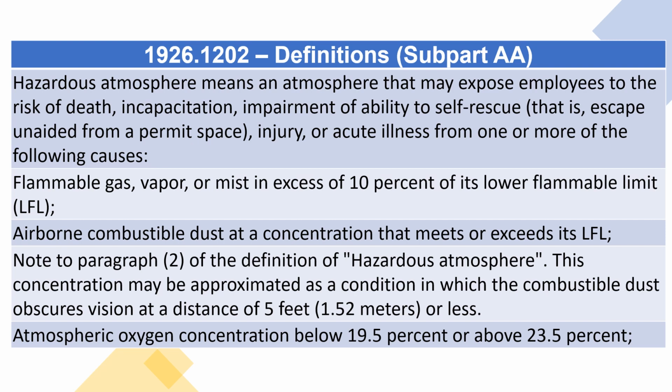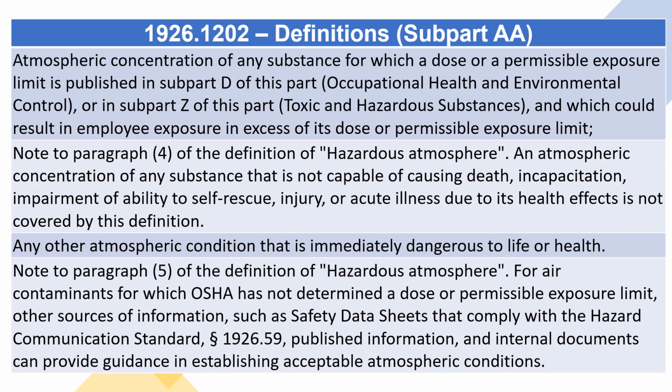Atmospheric oxygen concentration below 19.5% or above 23.5%. Atmospheric concentration of any substance for which a dose or a permissible exposure limit is published in Subpart D of this part, Occupational Health and Environmental Control, or in Subpart Z of this part, Toxic and Hazardous Substances, and which could result in employee exposure in excess of its dose or permissible exposure limit.